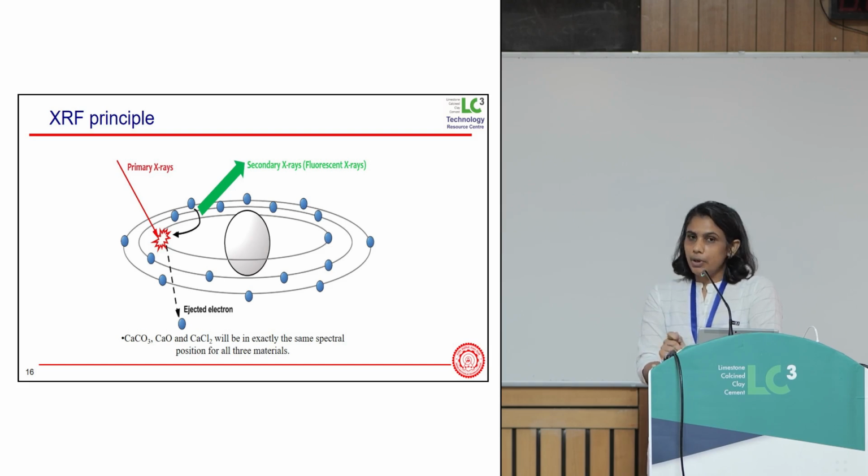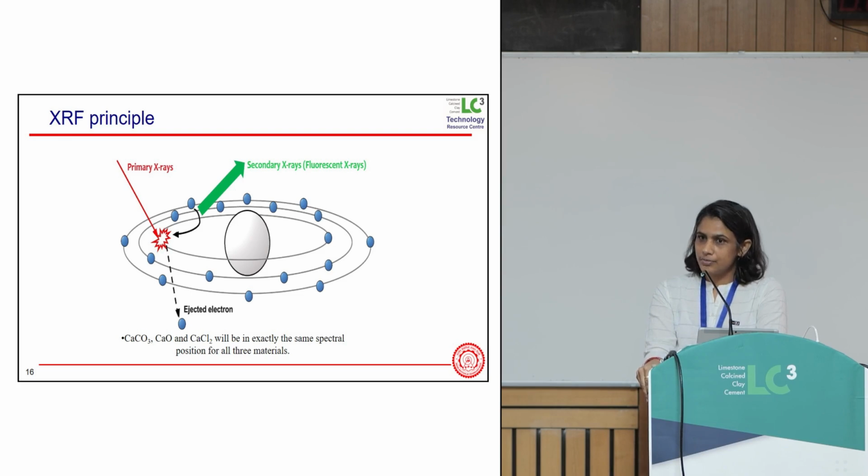So X-ray particularly speaks about the atom. It doesn't concern its chemical environment. You may have CaCO3, CaO and CaCl2, but all of these will show the same signal because we will be looking for the calcium atom.